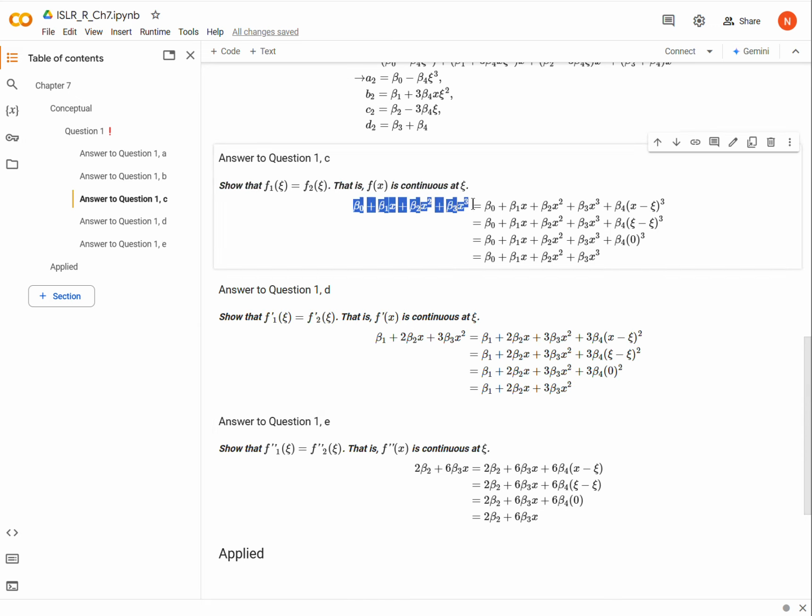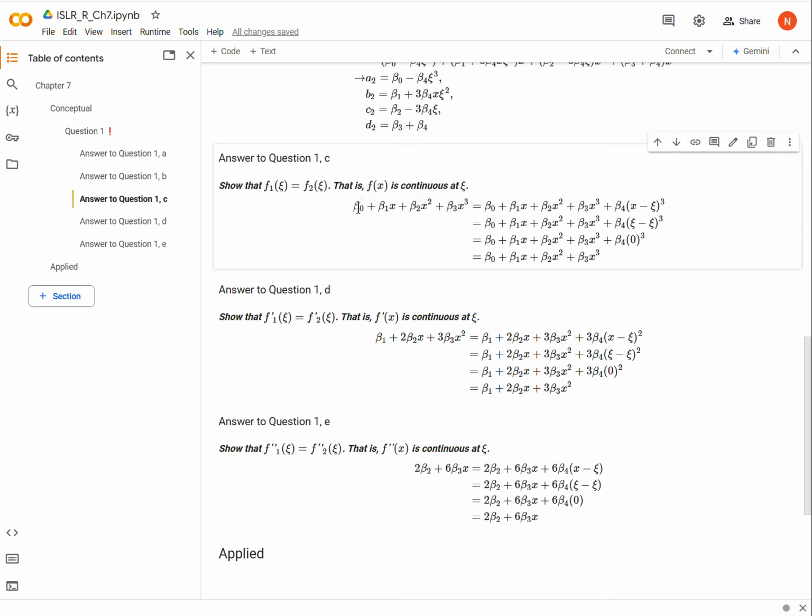We just start with f1 and f2, and then we substitute xi in for x. I only did it here in this last term, but really every x term should be an xi. When we substitute xi in the final term for f2, it becomes xi minus xi. Well, that's 0, so that drops away, and we end up with this expression, which is the same as f1. So this is f2 at xi, and this is f1.